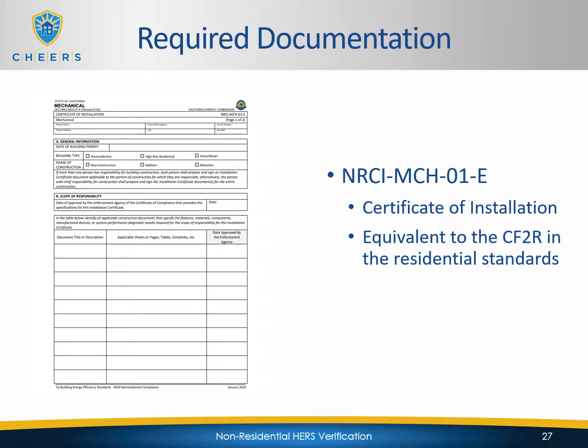So the next one is the Certificate of Installation, the NRCI MEC 01E. This would be equivalent to a CF2R in the residential standards, and so this does the same thing. This is a certificate of installation. This gives you basic information about what was actually installed on the project.